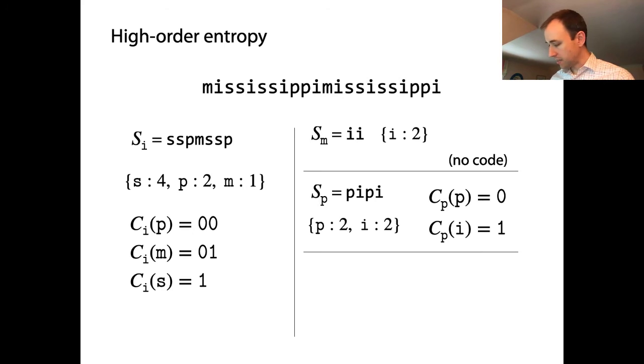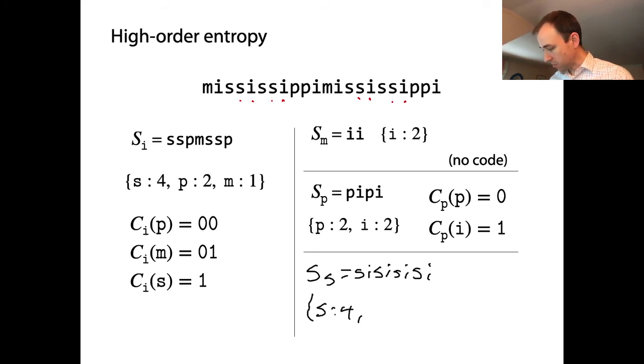And finally, let's do S. Which are the characters that have S as their left context? SI, SI, SI, SI. Okay? Another simple frequency vector. Another simple set of codes. So C sub S be 0. C sub S sub I be 1.